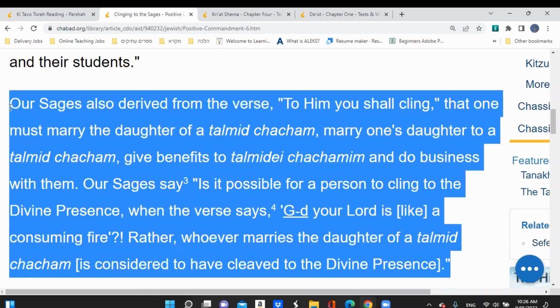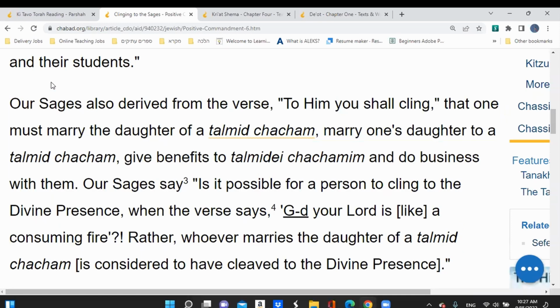Sipora, would you like to read this paragraph? Which one? This one that I made all blue. Where?